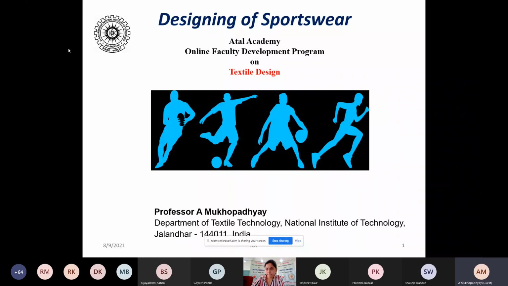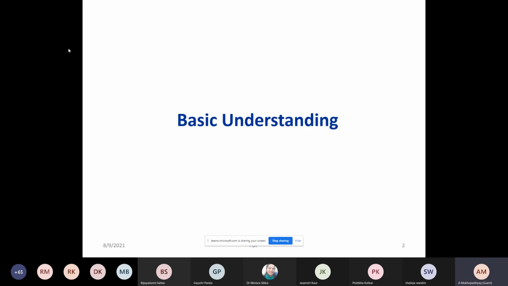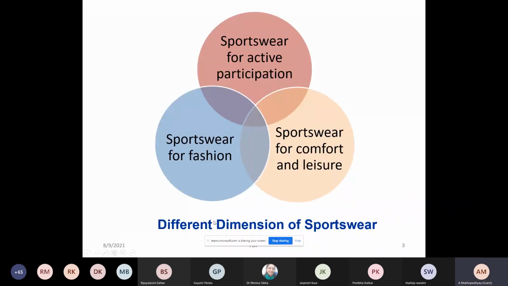Okay, thank you. So good afternoon again. My topic is on designing of sportswear. Now, before I go into how to design the sportswear, we must have some basic understanding. So I've kept this matter simple for our easy understanding. Now, these are the different dimensions of sportswear. If you see, there is sportswear for active participation, and then in today's context, we can also have sportswear for fashion and sportswear for comfort and leisure.